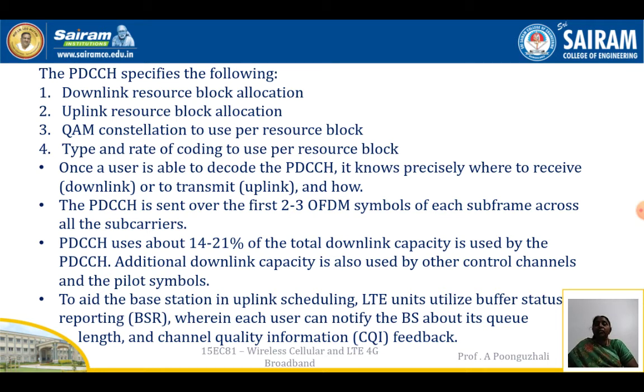Once a user is able to decode the physical downlink control channel, it should precisely know where to receive, where to transmit, and how to transmit. All this should be specified. That is based on the type and rate of coding.